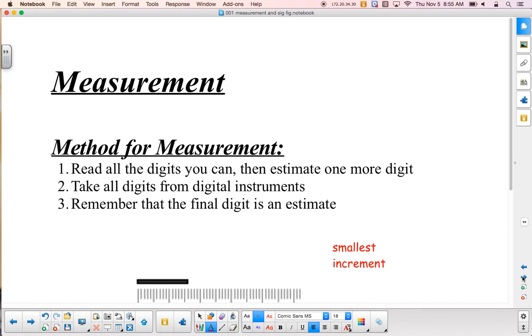In science, it's very important that we take measurements properly. Our method for taking measurements in chemistry class is going to be to read all the digits that you can from your instrument and then estimate one more digit.